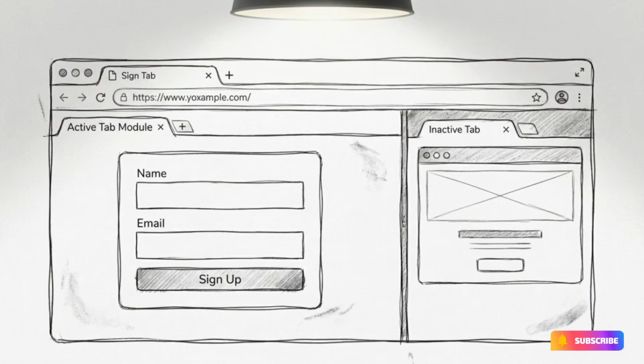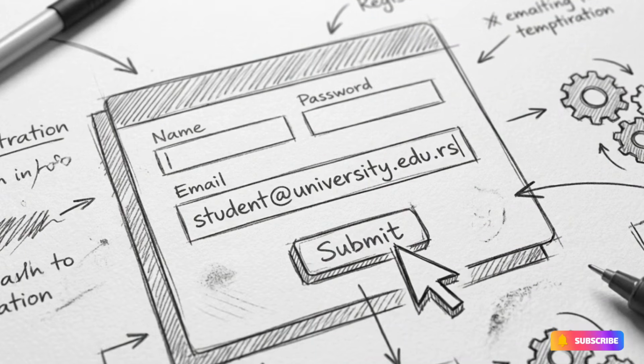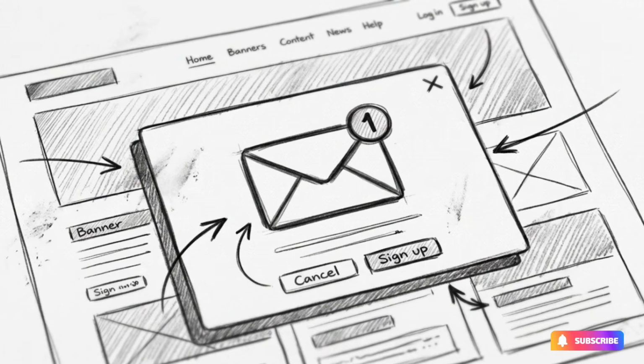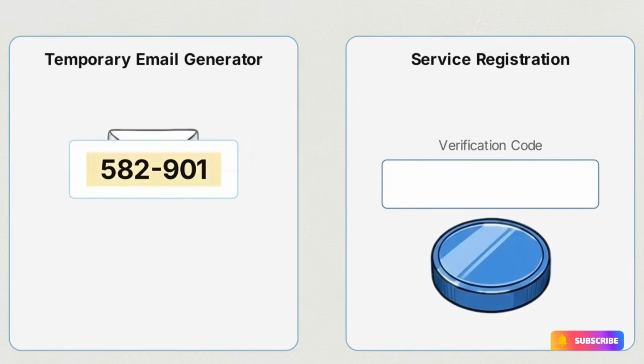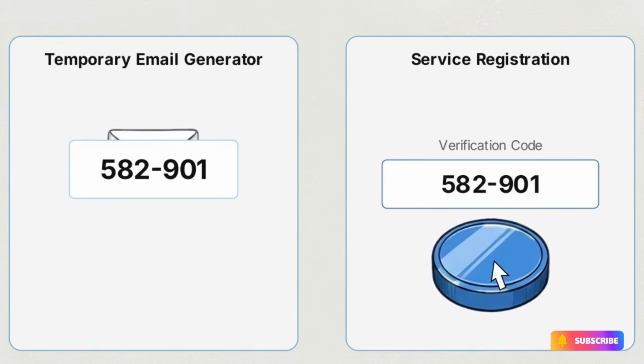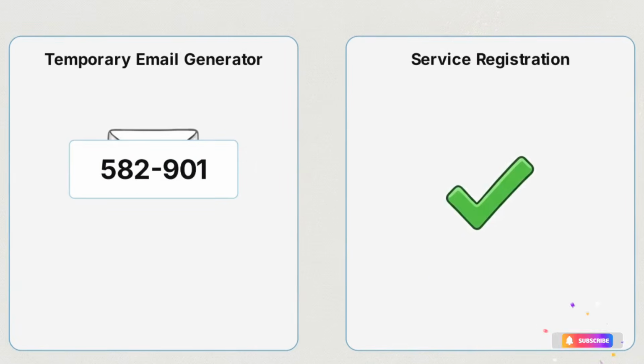Open a new browser tab and navigate to the registration page of your target service. Enter the generated .edu address into the email field and submit the initial registration form. The service will prompt you to check your email for a verification code or confirmation link. Return to the Generator tab and wait until the verification message arrives. Open the message to find your one-time password to confirm the account.